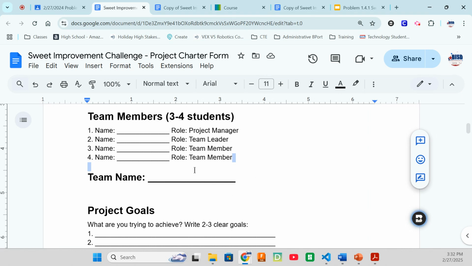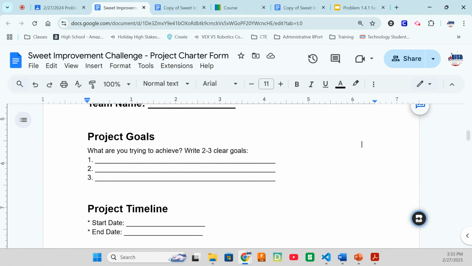Now, you have an area for team name. Anytime you're working with a team, you want to build camaraderie. One of the ways in which you build camaraderie is you come up with a team name that you're going to have a little bit of pride in. So your team name could be anything that you want. It just has to be school appropriate.